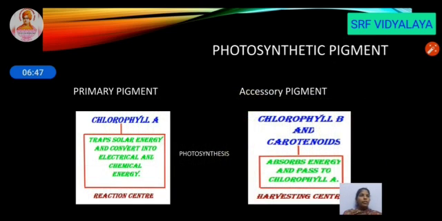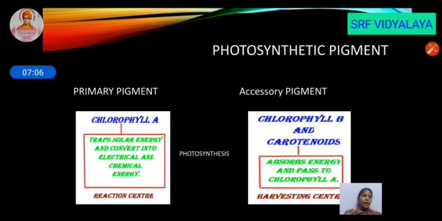What is called photosynthetic pigment? Sunlight cannot be absorbed directly by the plants, so they need some pigment to absorb the light. That is called the photosynthetic pigment. They are classified as primary pigment and accessory pigment.